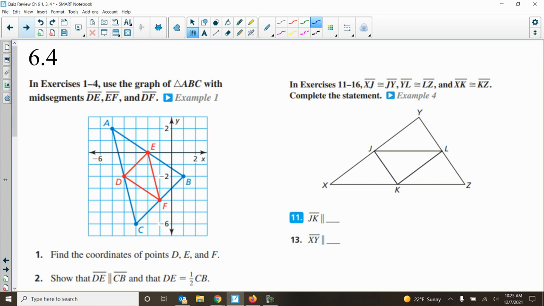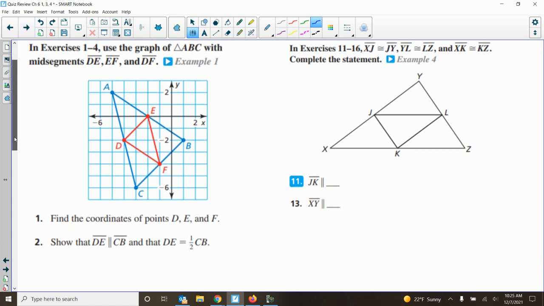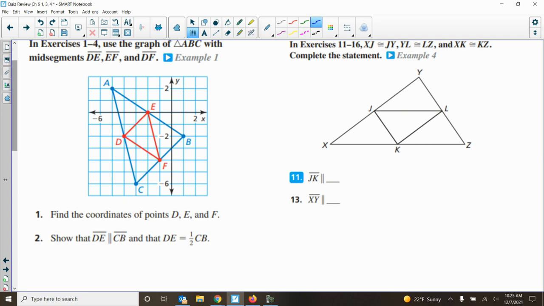And then 6.4, remember, is the mid-segment theorem. Now we're not connecting vertex to midpoint. We are connecting midpoint to midpoint. So take a look here. We've got a triangle, ABC, and notice that DEF is supposed to be the mid-segment triangle, is what we call it. And so DE is a mid-segment, EF is a mid-segment, and DF is a mid-segment. And question 1 says, find the coordinates of D, E, and F. This is just good midpoint practice. So let's go ahead and do that.